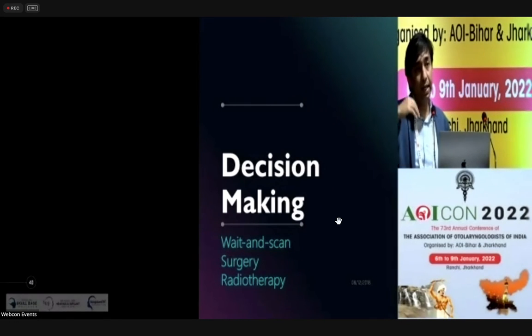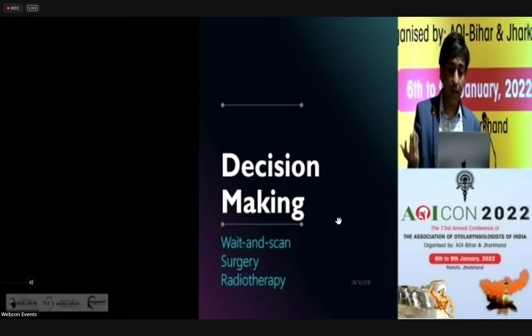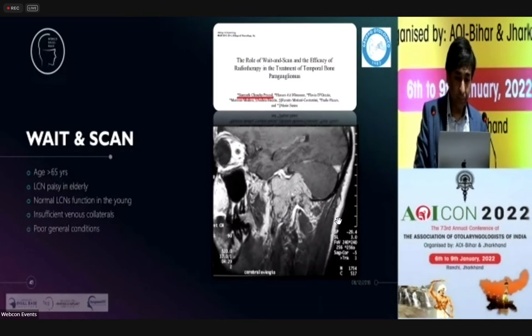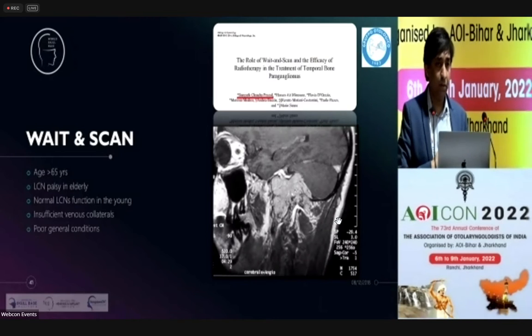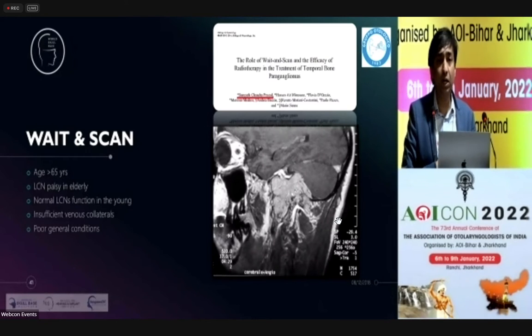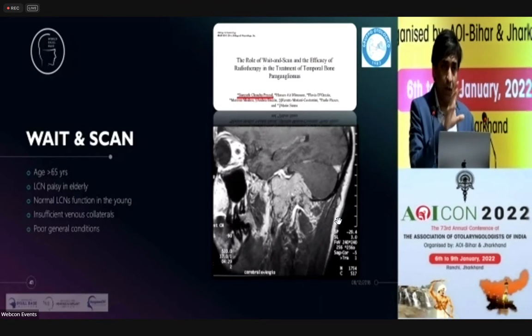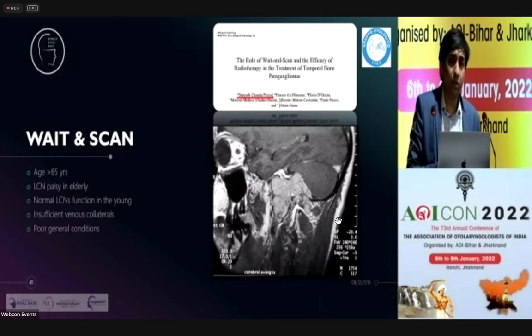So there again, there is an intradural and extradural classification, which is something that we don't discuss in detail today. So let's get into decision making. When I consult a patient with a paraganglioma, I take a piece of paper and write down the characteristics of the tumor, and when it comes to the $1 million question, what are we supposed to do?